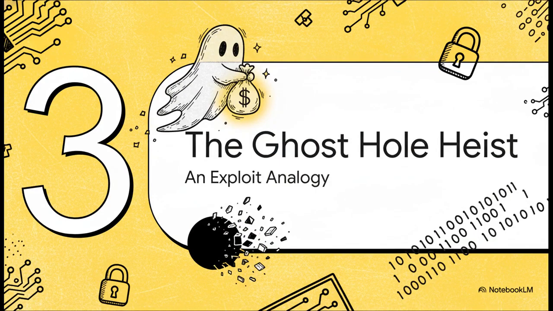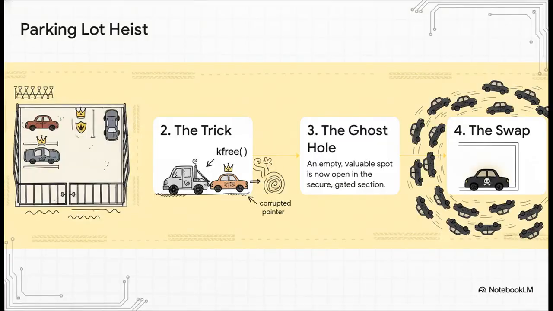To really wrap our heads around how powerful this is, let's use an analogy. We'll call it the ghost hole heist. Okay, so picture this. The kernel's memory, the heap, is a high-security parking lot. The really important stuff, like the credential objects that say, I am the root user, they're all parked in this exclusive roped-off VIP section. Now, normally, you can't get your junker car in there, but what if you could trick the valet? The valet is kfree.